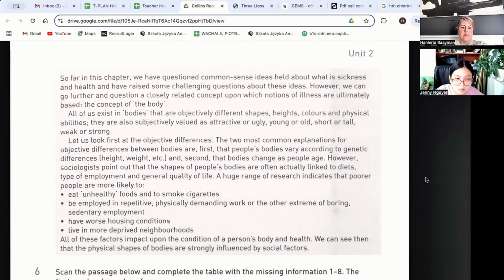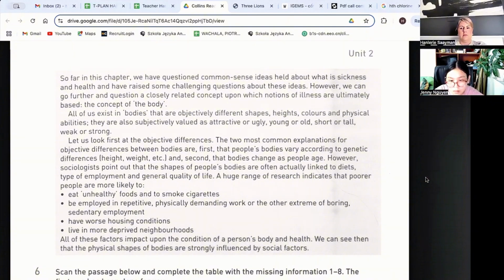So far in this chapter, we have questioned common sense ideas held about what is sickness and health, and have raised some challenging questions about these ideas. However, we can go further and question a closely related concept, which notions of illness are ultimately based on: the concept of the body. All of us exist in bodies that are objectively different in shape, height, colors, and physical abilities. They are also subjectively valued as attractive or ugly, young or old, short or tall, weak or strong. Let's look first at the objective differences.